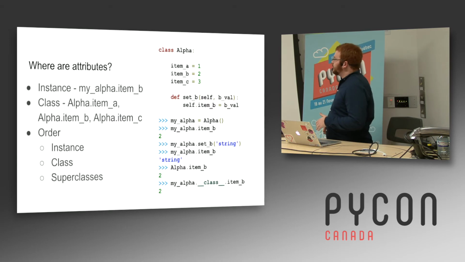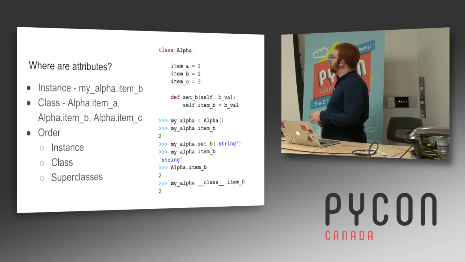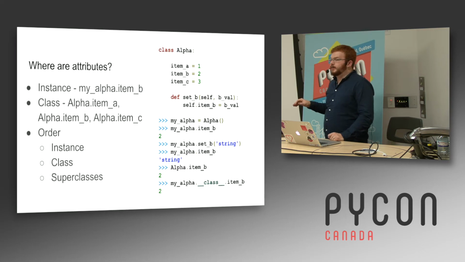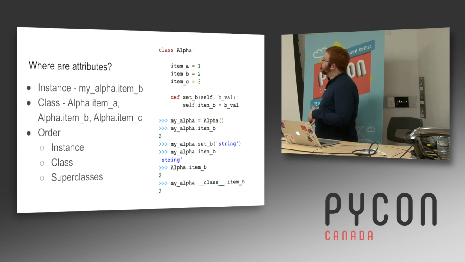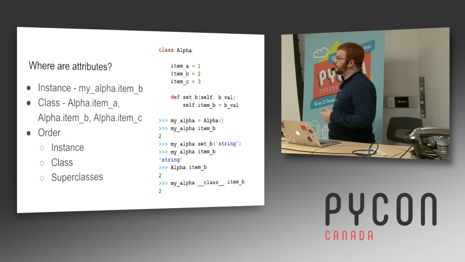So where are all these attributes that we've been using? Well, some of them are on the instance itself, and they're stored in a dictionary that's attached to that instance. For example, if you see the setB method on the right-hand side, when we say self.itemB equals bval, we are setting a variable in the instance dictionary for item B. They might also exist on the class. You can see in the class definition, we have item A, item B, and item C. And when they're defined in the class that way, they exist in a dictionary that's attached to the class itself rather than to any specific instance.